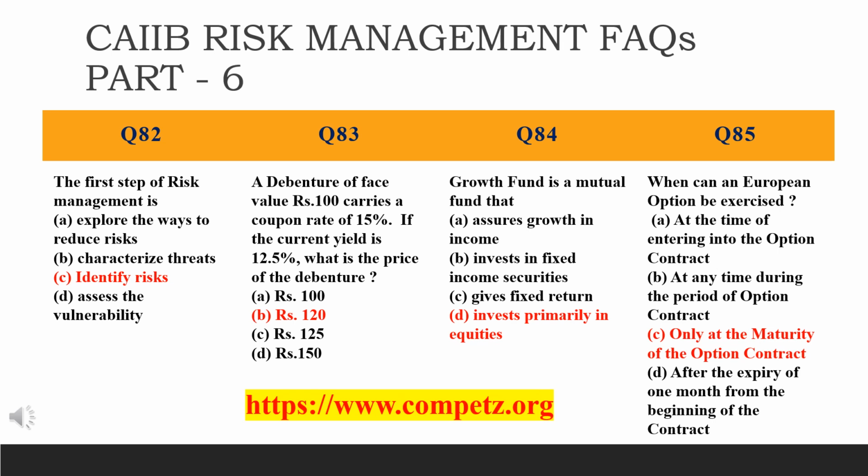Here, see, a European option can be exercised only on the date of expiry of the contract. American option contracts can be exercised at any time on or before the expiry of the contract. So if they have asked about a European option, we should write that it can be exercised only on the date of expiry of the contract. This option is to be ticked: option C, only at the maturity of the option contract.